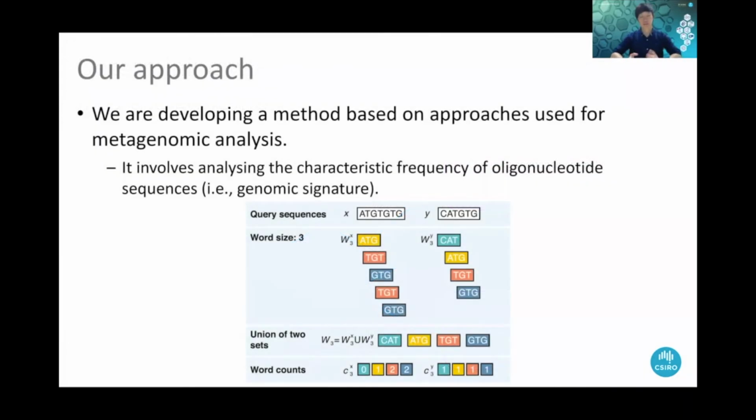So to address this problem, we're developing a method based on approaches used in metagenomic analyses. The method involves analyzing the characteristic frequency of oligonucleotide sequences, which we refer to as a genomic signature. To do this, we construct a frequency vector for each sequence by finding all possible subsequences of a given length and counting the frequency of each subsequence.